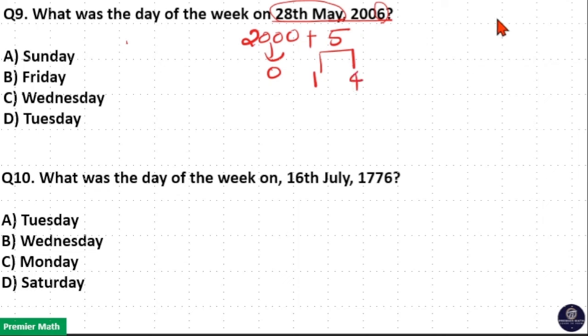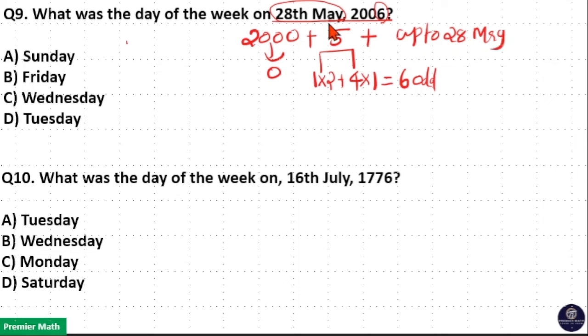To find out the leap years, divide the year by 4. It will give you the number of leap years. Here, in 5 years, there is only 1 leap year. Now, a leap year means 2 odd days, so 1 into 2. A non-leap year means only 1 odd day. So, 2 plus 4 is 6 odd days. Now the remaining is up to 28 May.